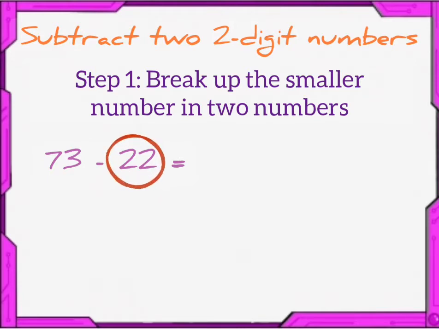If we look at the number 22, we can see that 22 is made of 2 tens and 2 ones. So this means that 2 tens is equal to 20. So 20 will be the first number that I will break the 22 into. And I will stay with 2 ones. So the other number that I am going to break the 22 into will be 2. So these are the two numbers that I will be breaking the number 22 into. They are 20 and 2.